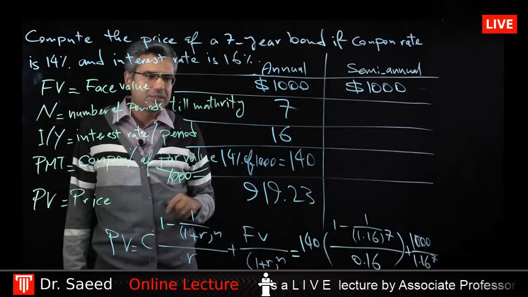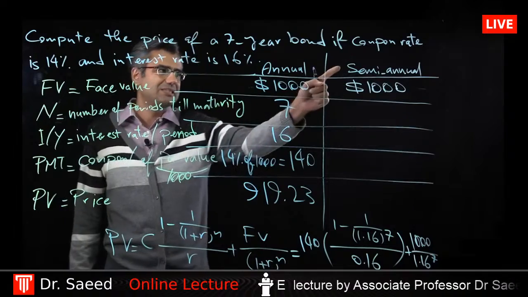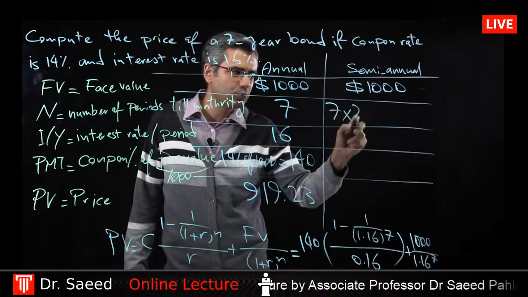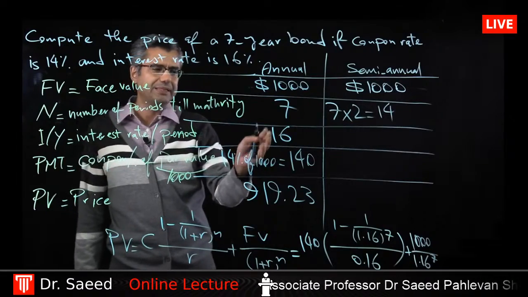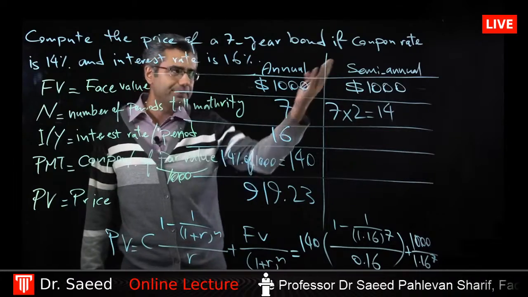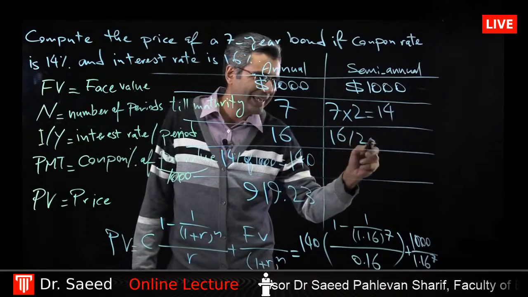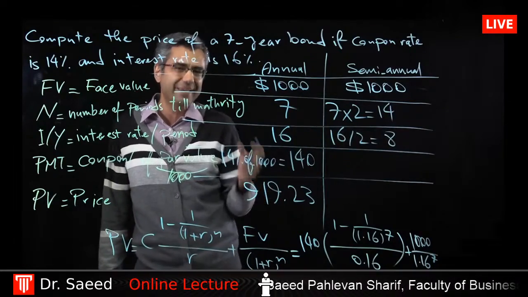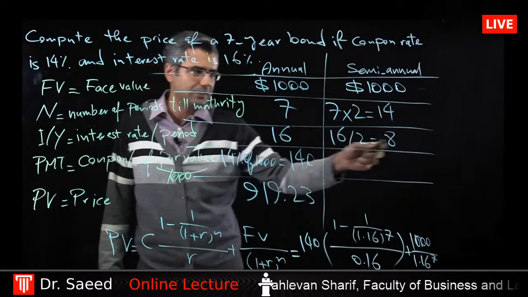What about number of periods? Number of periods till maturity is 7 years, and because it's semi, each year we have 2 periods. So 7 years till maturity, every year 2 periods, so 14 periods till maturity. Interest rate per period is 16% per year, but here period is 6 months. 16% per year divided by 2 means 8% per 6 months, right? So per 6 months is 8%.